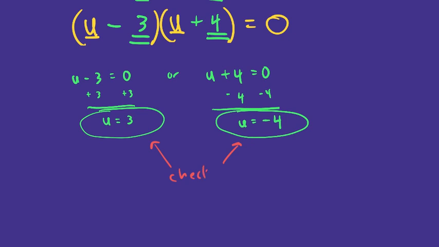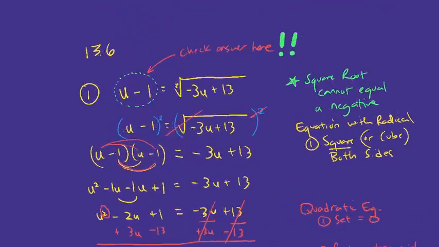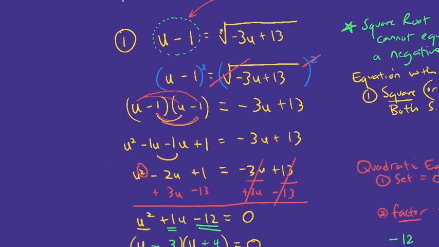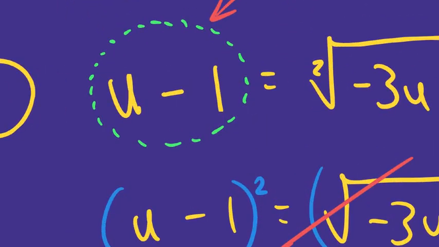Check at the beginning. And really, all you've got to do is plug it in on this left side where I circled here, u minus 1. As long as that's positive, we're okay. So if u is equal to 3, 3 minus 1 is 2. That's positive, so that's okay.